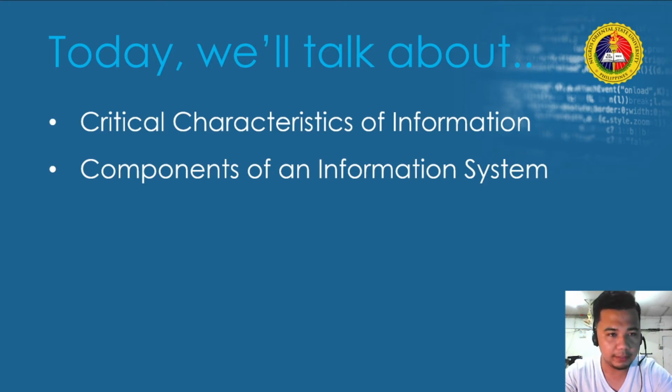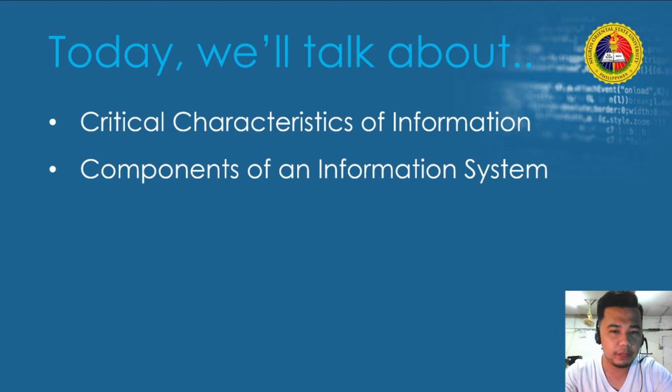For today's lesson, we'll be talking about the critical characteristics of information and then the components of an information system. So the critical characteristics is about understanding what makes information valuable. After all, our goal in this course is to protect information. So why do we need to protect information? That's going to be talking about critical characteristics of information.